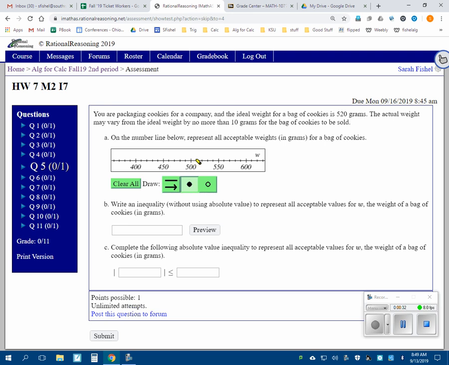At 510 and 530. Okay, what else do we need? Is that good? Everyone okay with that? Write the inequality without using absolute value. What would that look like?